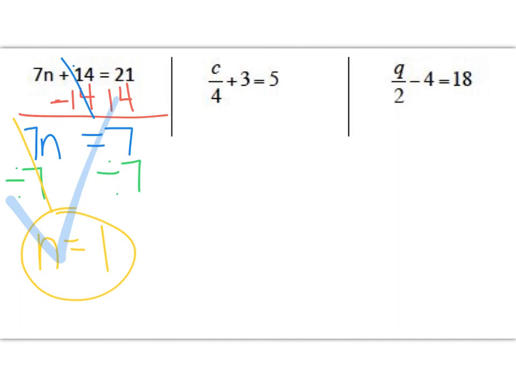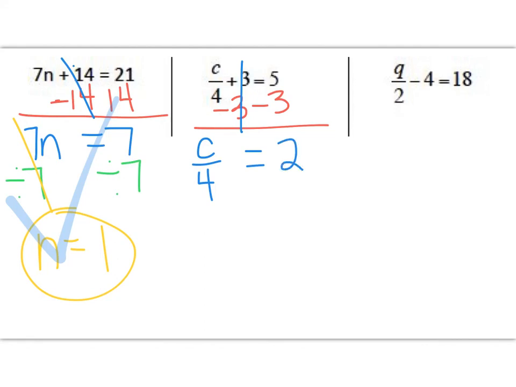Okay, let's look at the next one. C divided by 4 plus 3. So the first thing I want to do is subtract out the 3 on both sides. And then I'm going to carry down the C divided by 4. The 3 plus and minus gets canceled. Equal sign, 5 minus 3 is 2.